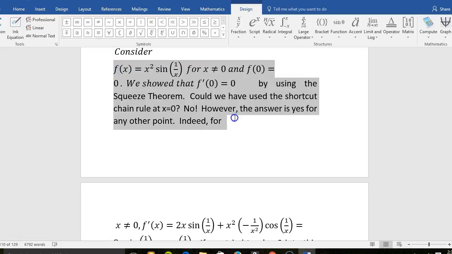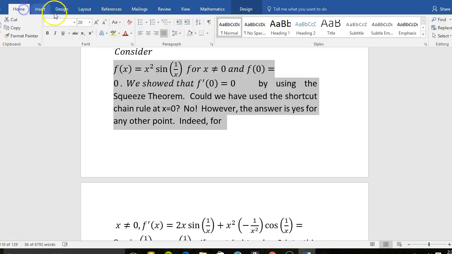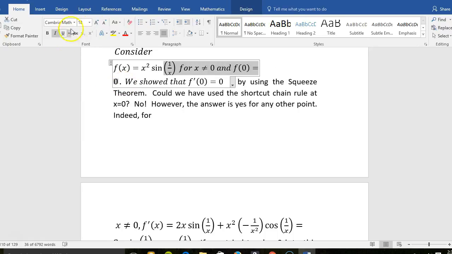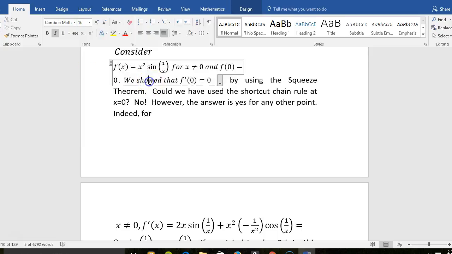So let me see if I can shrink the font just to get all this on one line. It's not going to let me. It wrapped around the line. I'm sorry about that. So we consider the function f of x equals x squared sine 1 over x for non-zero x, and f of 0 equals 0. We're defining f of 0 to equal 0 from the beginning.